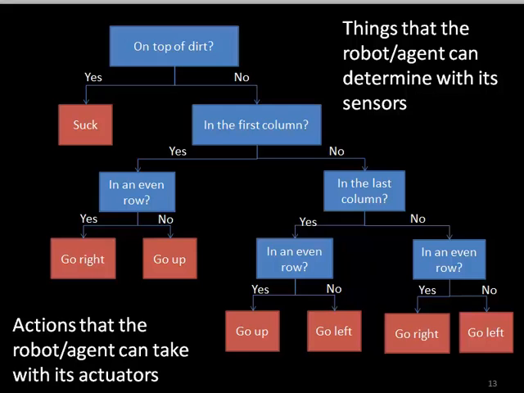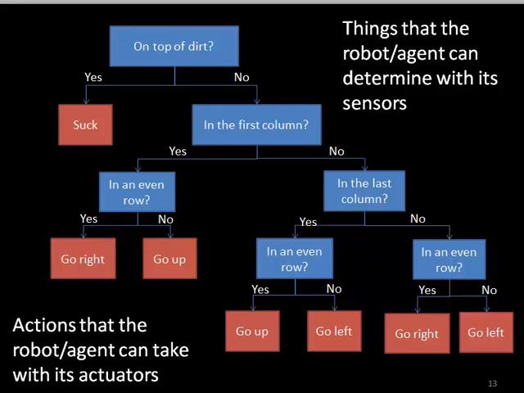Each of the blocks in this decision tree that are blue represent things that the agent can determine with its sensors. In other words, it's things that the agent can perceive. The red blocks represent actions that the agent can take with its actuators. We have to be very careful when we're creating a decision tree not to include blocks that require the agent to know things that it cannot determine with its sensors, or that require the agent to do things that it cannot do with its actuators.